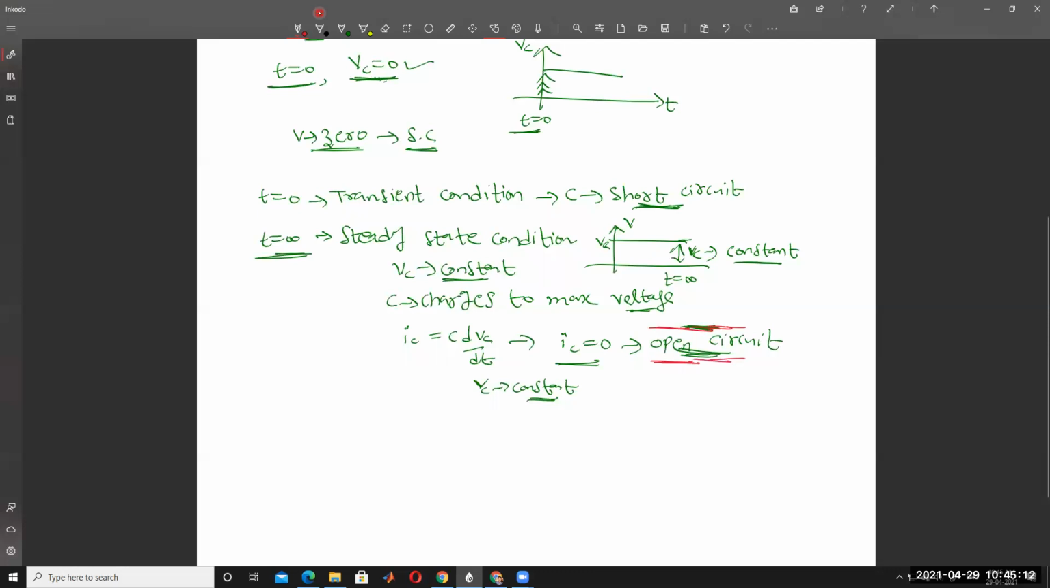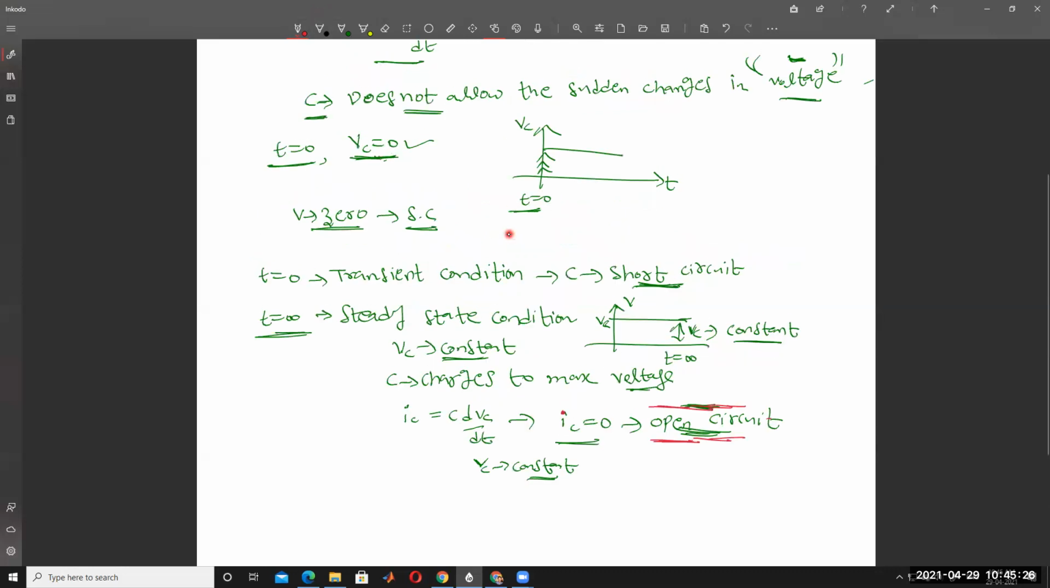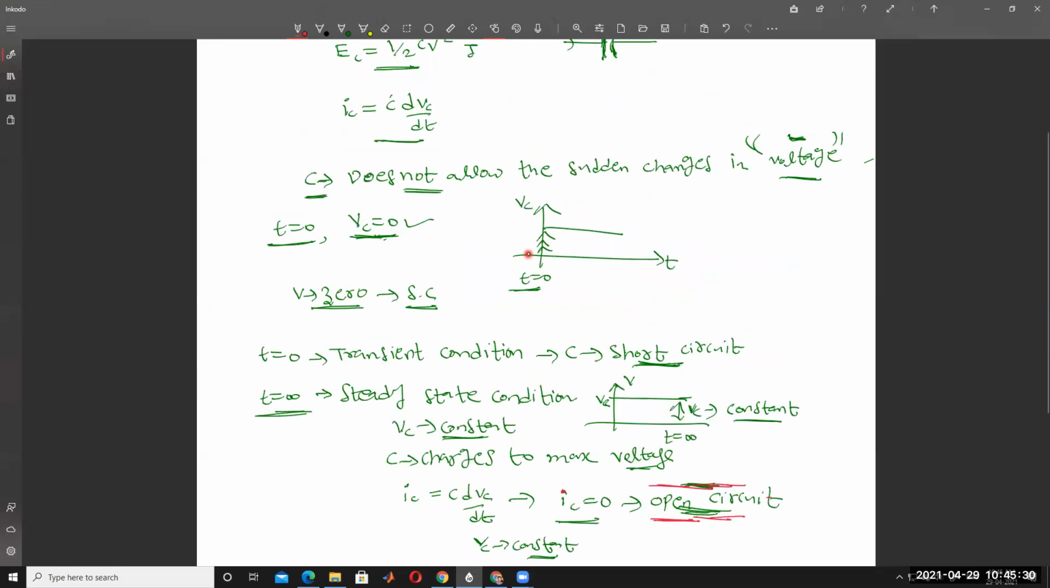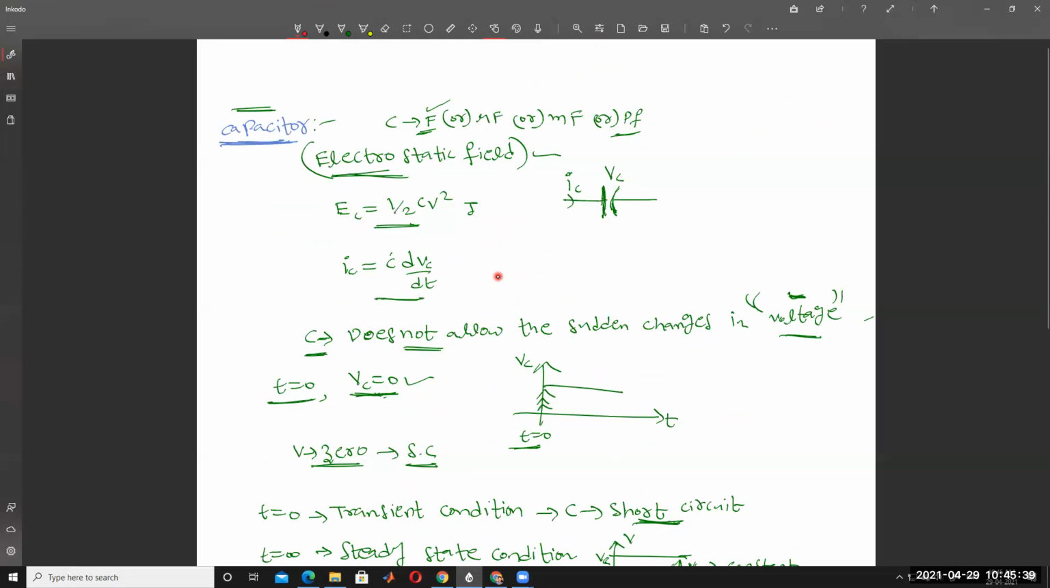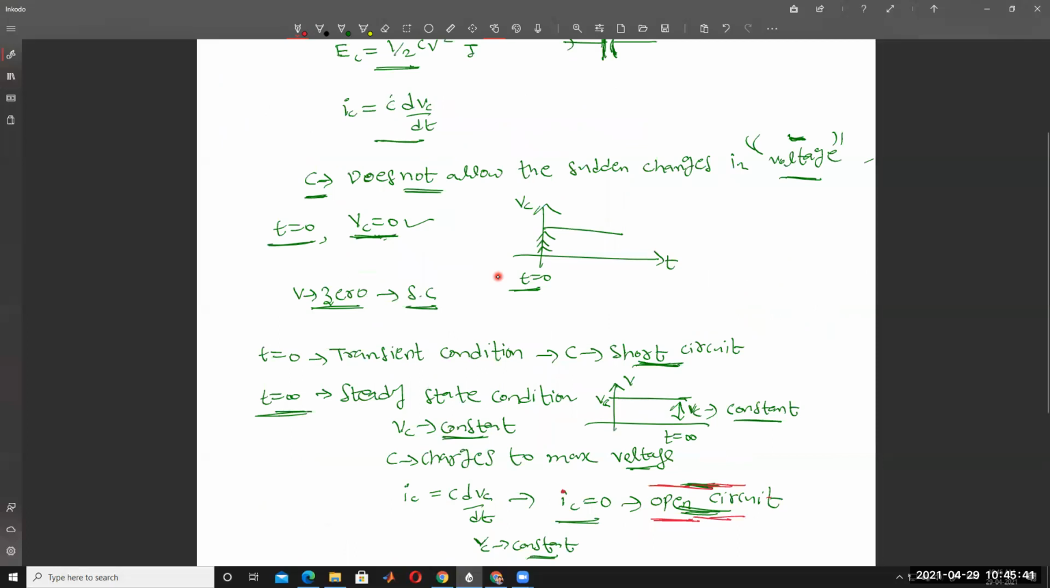Understood? Under steady state condition, the capacitor will be acting as an open circuit. Under steady state condition, the inductor acts as a short circuit. Under transient condition, the inductor acts as an open circuit. Under transient condition, the capacitor acts as a short circuit. So this is the concept regarding the inductor and capacitor. Everyone is clear?